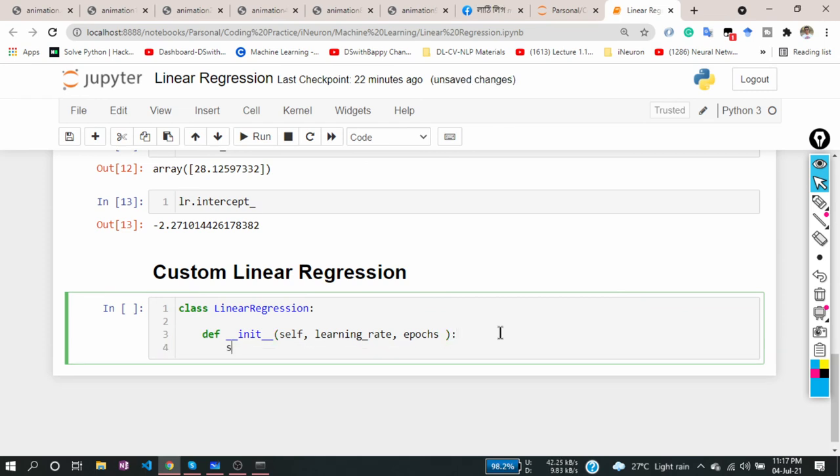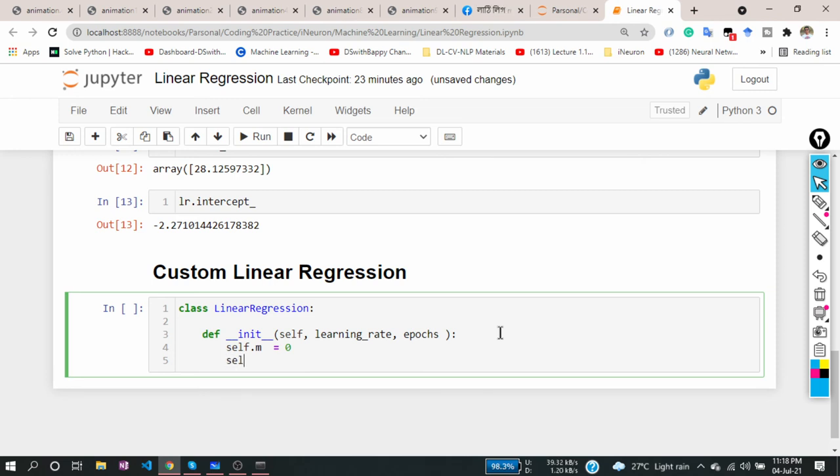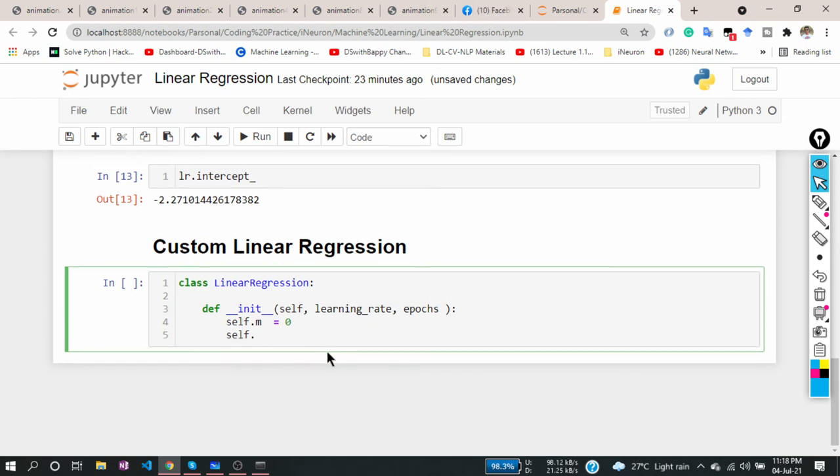Then let's define the variable self.m. M is a slope. So first of all, we'll define the slope as 0.0, let's say 0. You can set it randomly, but by default it will be converged, it will be updated. You have to define this learning rate and epochs also inside that constructor.